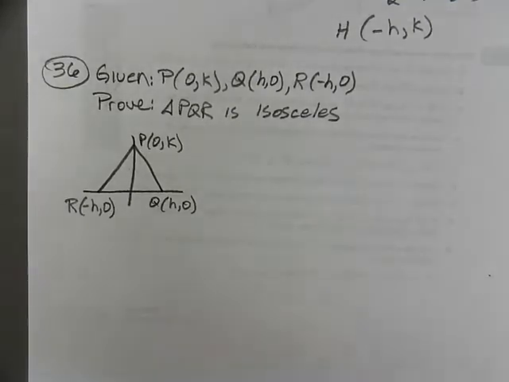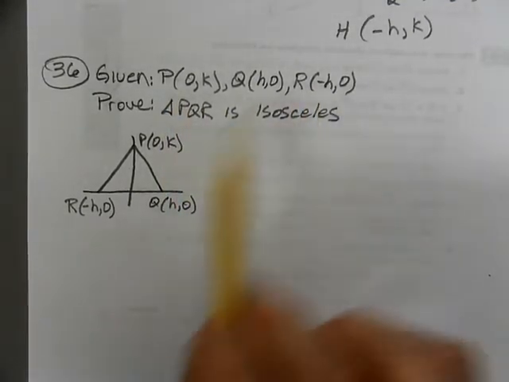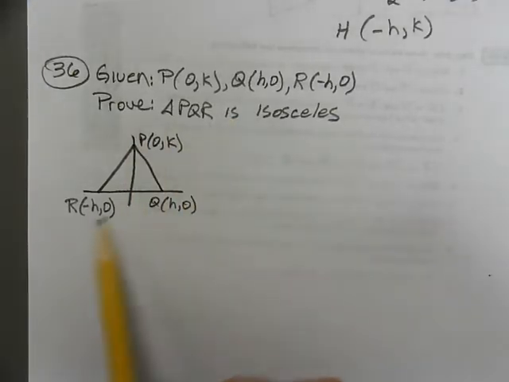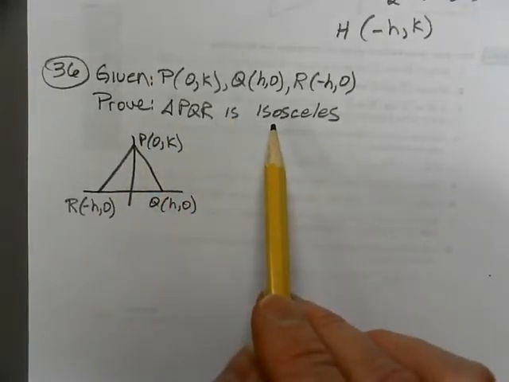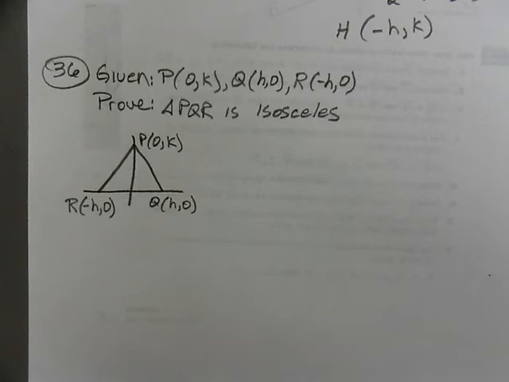For number 36, I have coordinates for our triangle. I need to prove that this triangle is isosceles. So for you to be able to do this, you want to think about what is needed to prove that a triangle is isosceles. What's true about an isosceles triangle? If you don't know what an isosceles triangle is, you can't go about doing a proof. So to prove it, I need to prove that it has two sides that are congruent.